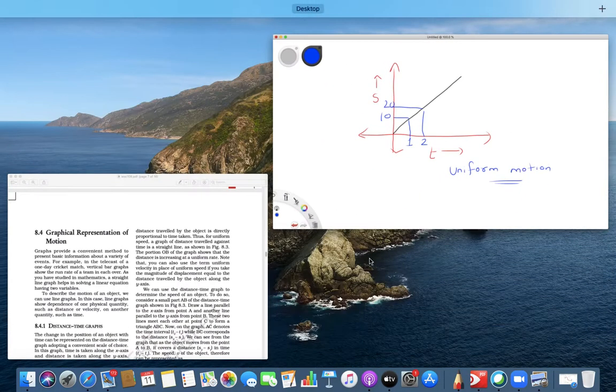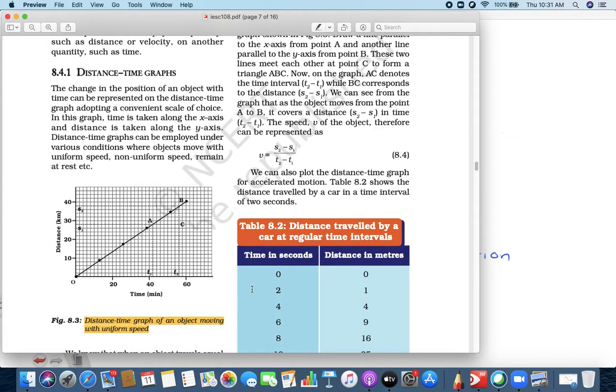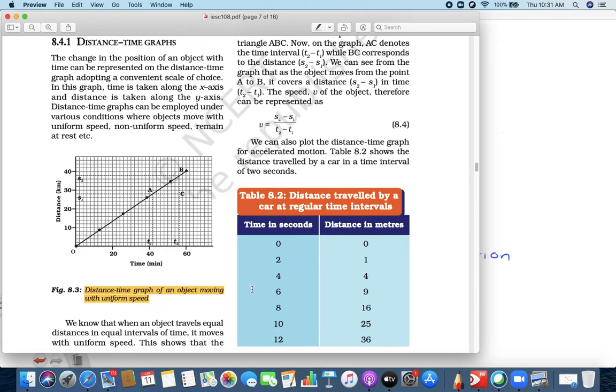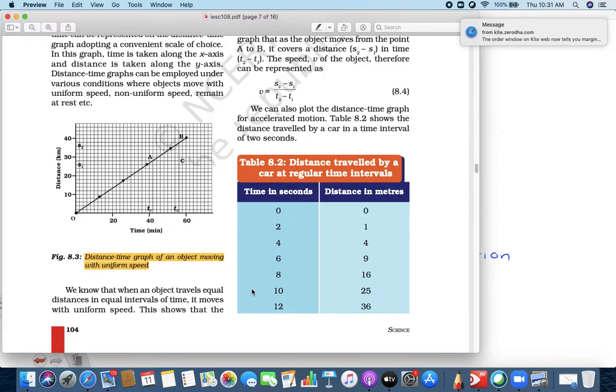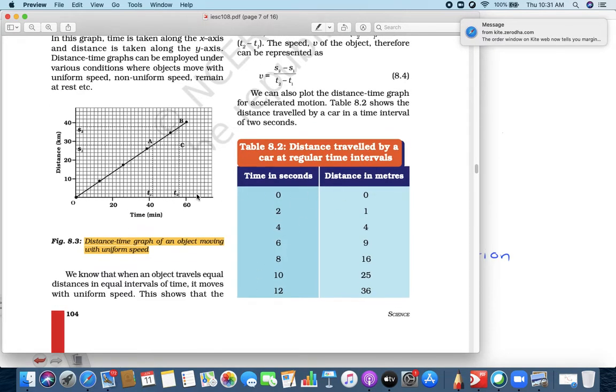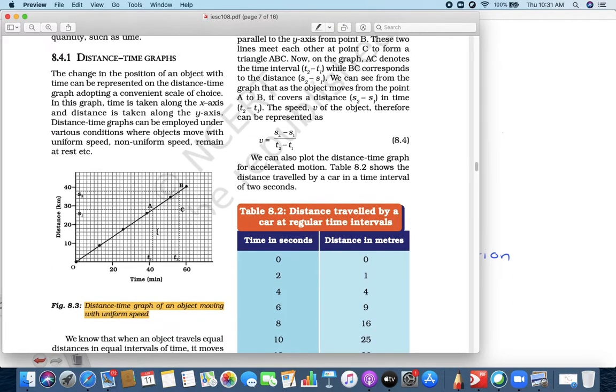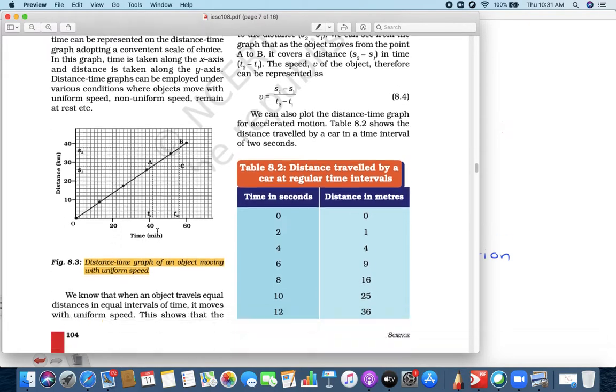Okay, so have a look, let me show you. See, uniform. That is the first graph they are teaching us, the graph that gives you the distance-time graph. We know that when an object travels equal distance in equal intervals of time, it moves at a uniform speed, right? So when you see a straight line, that represents a uniform motion.